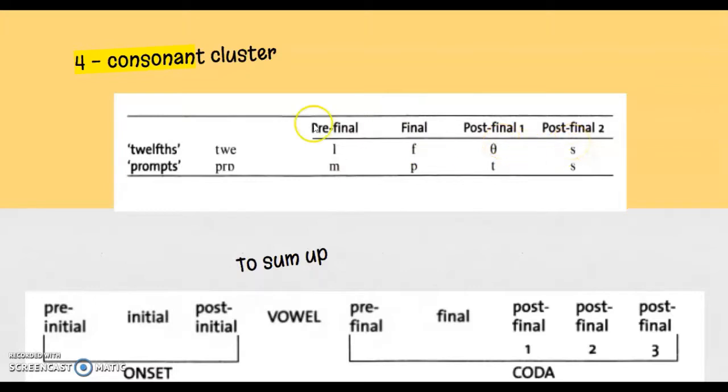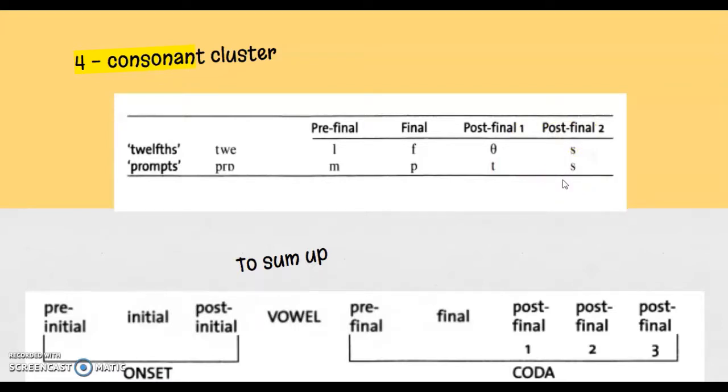For example, in the word twelfths, los doceavos, okay? So you have twelve: f is final, l is pre-final, th is post-final 1, and the plural s is post-final 2. Prompts also: m is pre-final, p is final, t is post-final 1, and the plural is the second post-final.